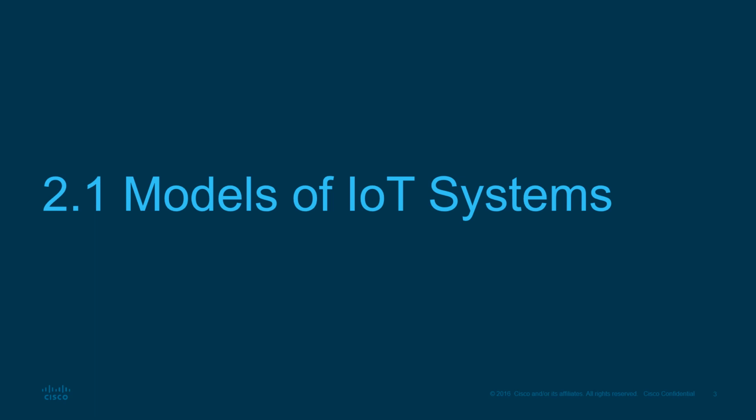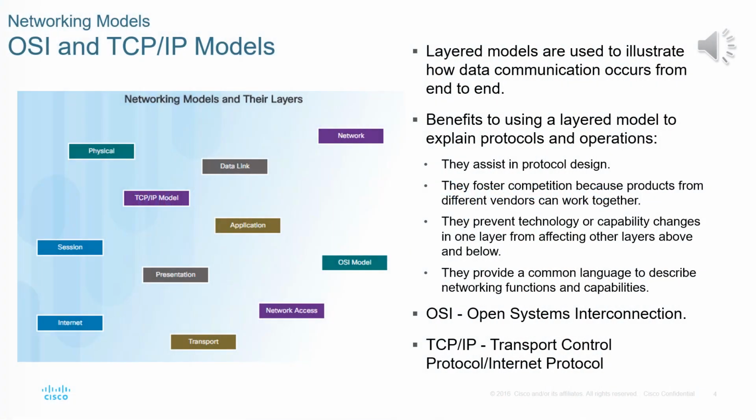Models of IoT systems. Layered models are often used to illustrate how data communication occurs from end to end. There are many benefits to using a layered model to explain protocols and operations. They assist in protocol design because protocols operating at a specific layer have defined information that they act upon and a defined interface to the layers above and below.